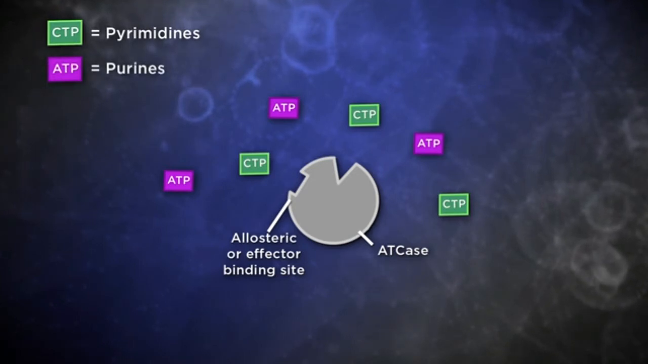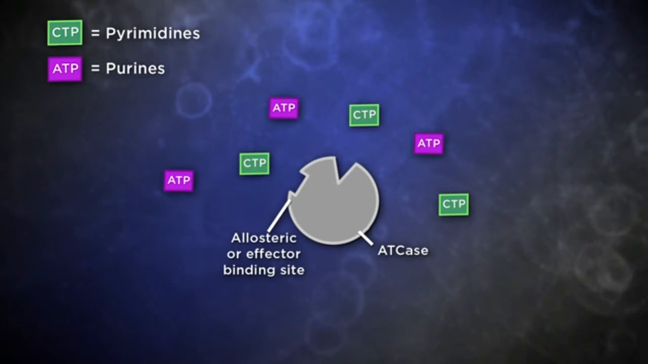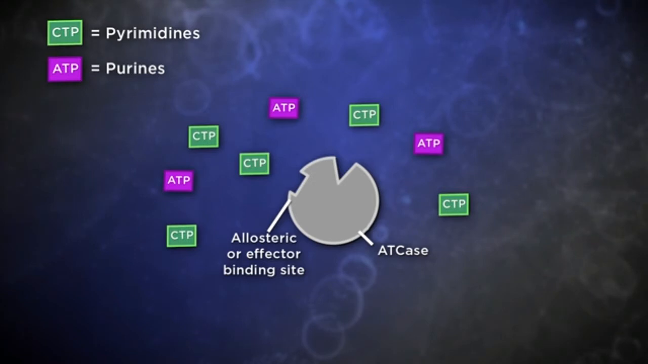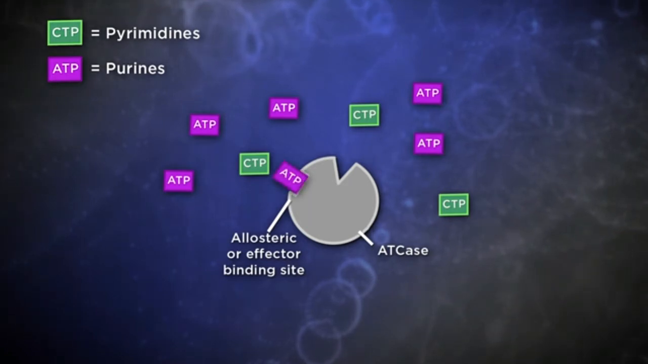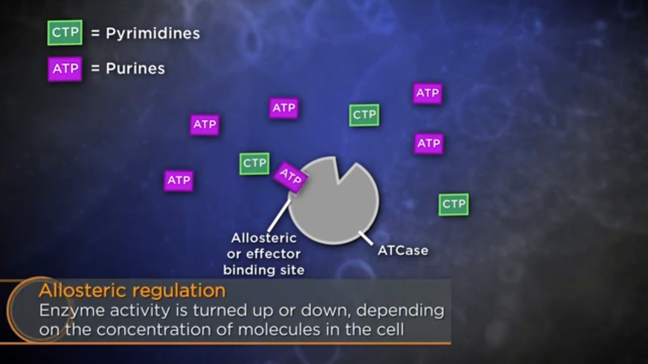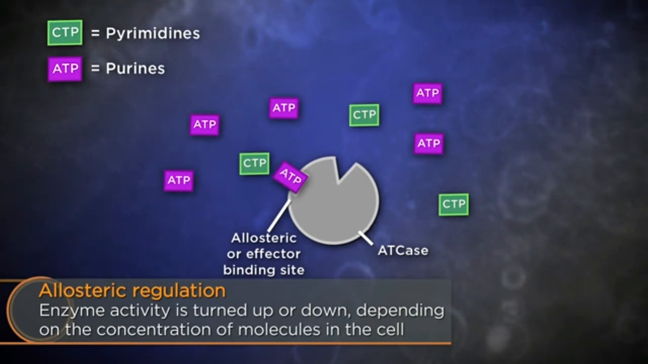The one present in the greater concentration controls ATCase and the entire pathway. When pyrimidines are higher, ATCase and the pathway get turned off. When purines are higher, then synthesis of pyrimidines gets turned on. This is classic allosteric regulation. Enzyme activity is turned up or down depending on the concentration of molecules in the cell.